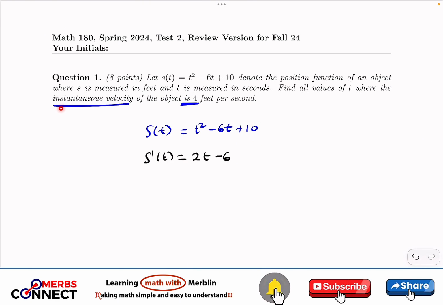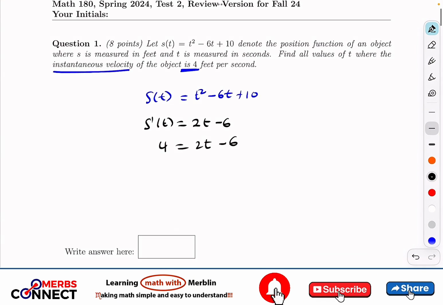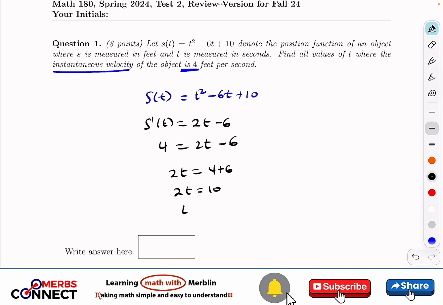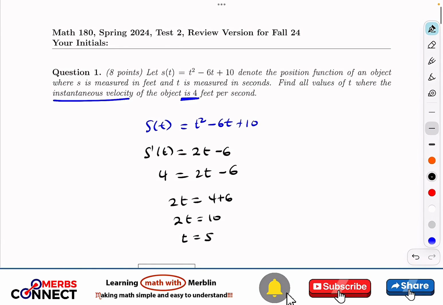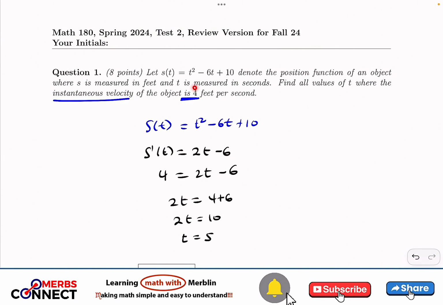But we are saying that the instantaneous rate of change, or the instantaneous velocity, is 4. So I'm going to have 4 is equal to 2t minus 6. So 2t is equal to 4 plus 6, 2t is equal to 10, and my t will be equal to 5. So I just place my final answer here: t is equal to 5. That is basically what we need to do here.